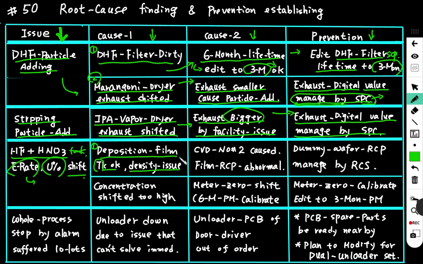And according to this root cause, we found root cause 2. The CVD number 2 machine caused the monitor etching rate of the dummy wafer film to fall. And we found that the CVD number 2 monitor film recipe was abnormal. The recipe changed.